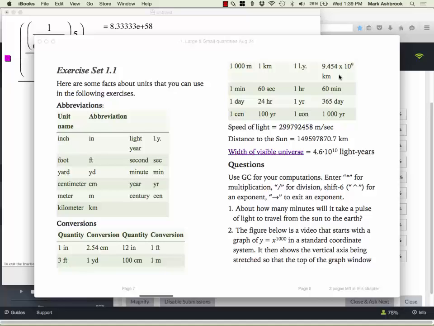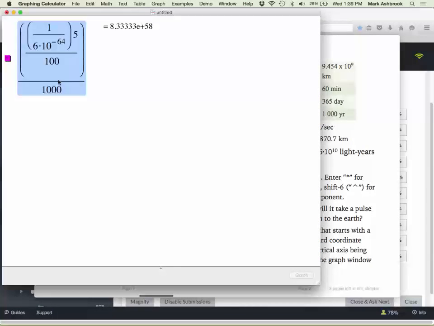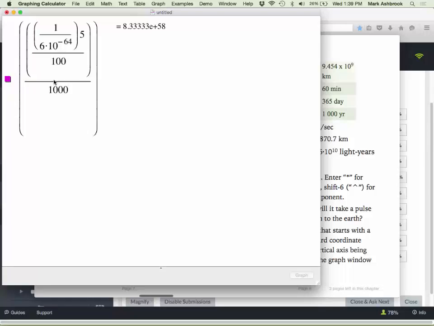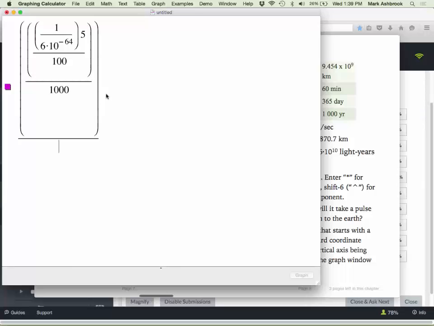So I've got a bunch of kilometers, and I want to know how many groups of 9.45 times 10 to the 9th kilometers fit into mine. So what am I going to do? Divide. So I've got this number of kilometers, and I want to find out how many of that many kilometers fit into that. So we'll do divided by 9.454 times 10 to the 9th.